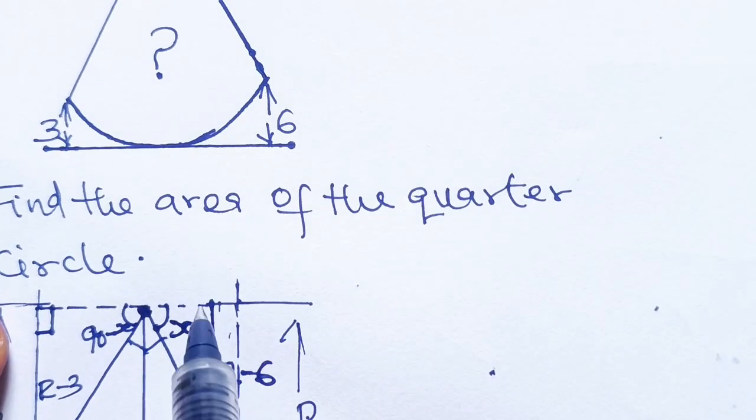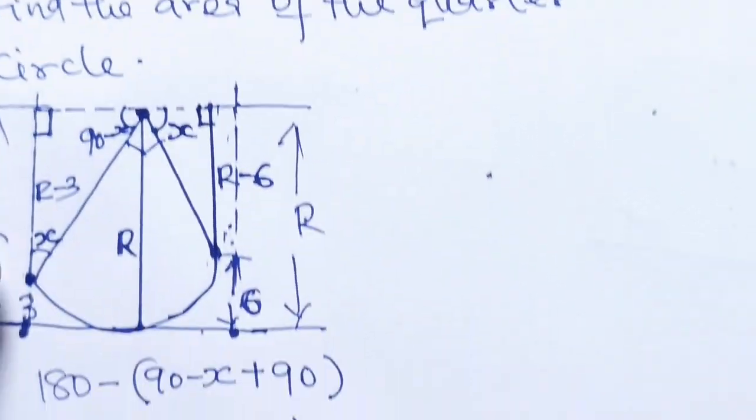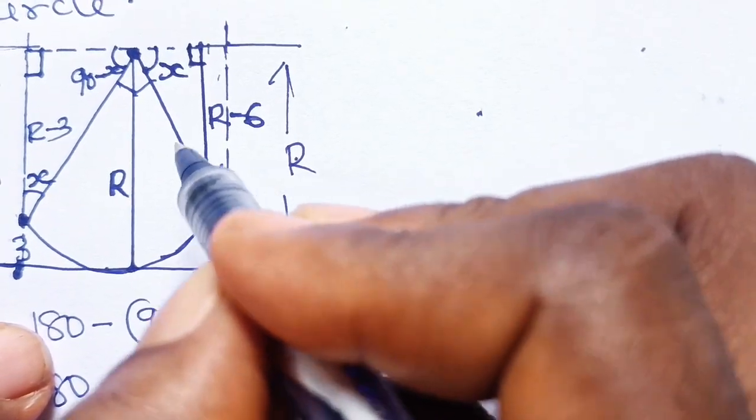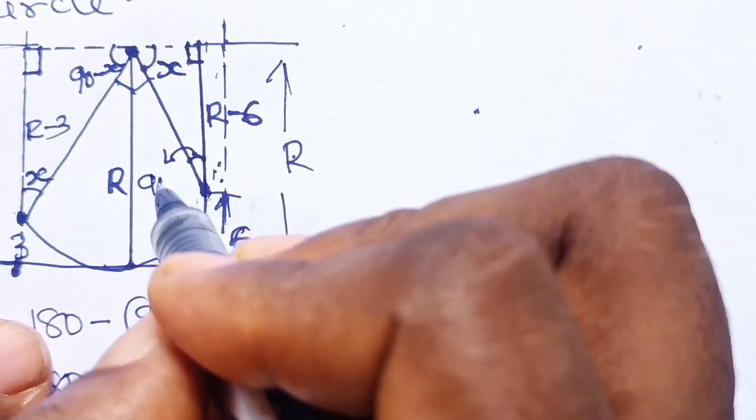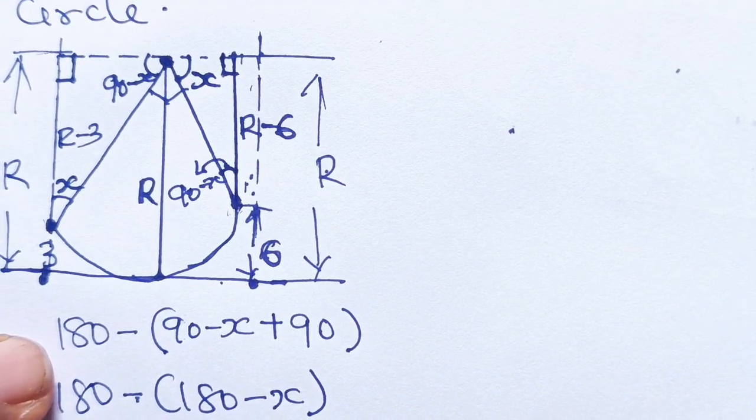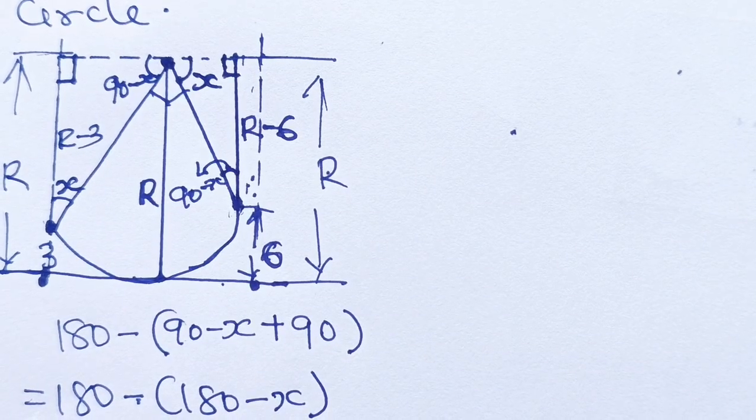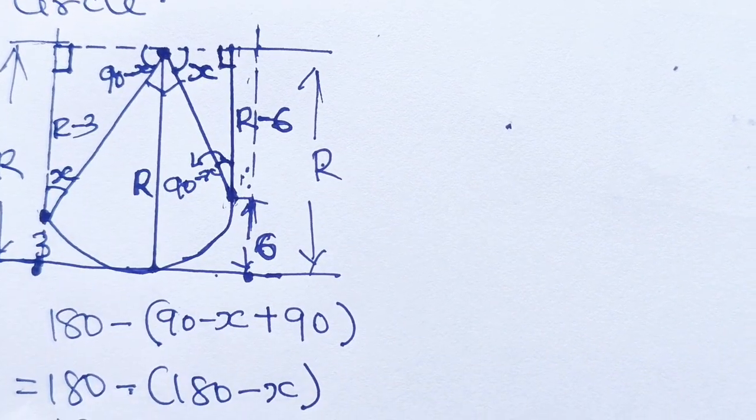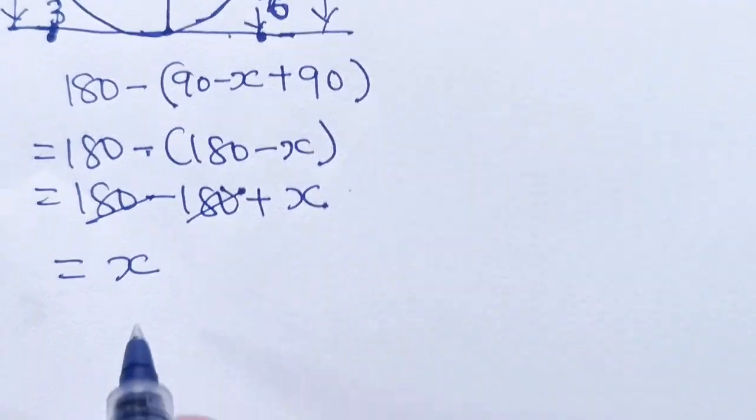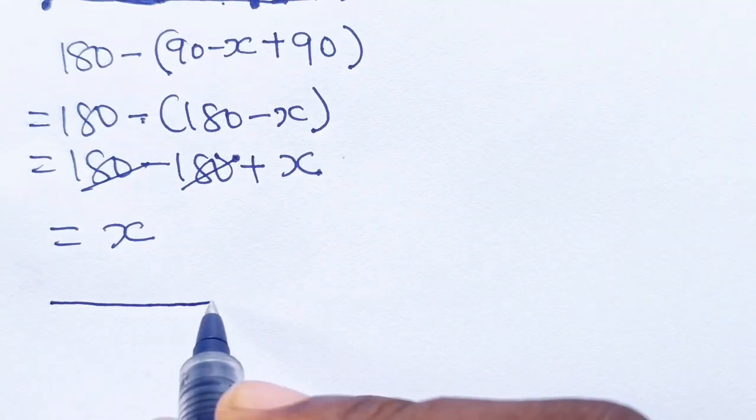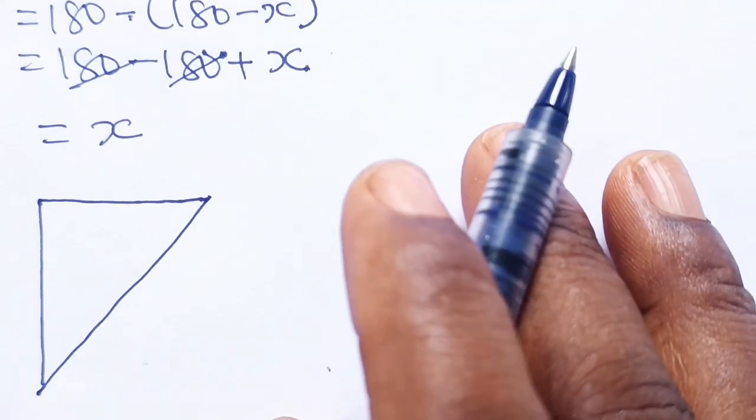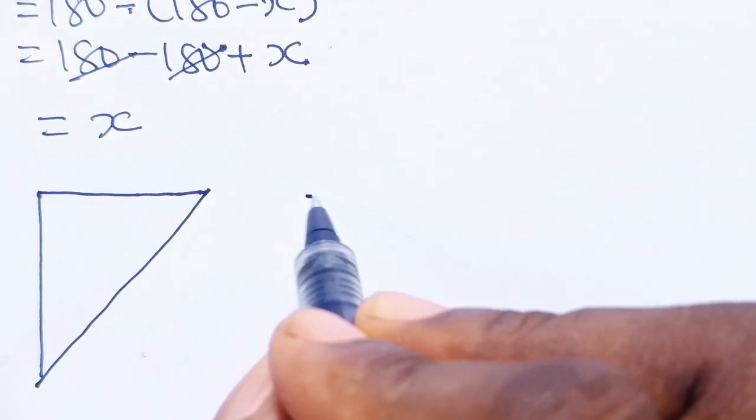Now if this place is x, remember that here is already 90. And if that is 90, that means this place should be 90 minus x. So let's trace it. This is 90 minus x. Okay, now enough of all this drawing. Let's draw out the two triangles so that you understand what is actually going on. So if we draw the two triangles out, this is the first triangle, and this is the second one.